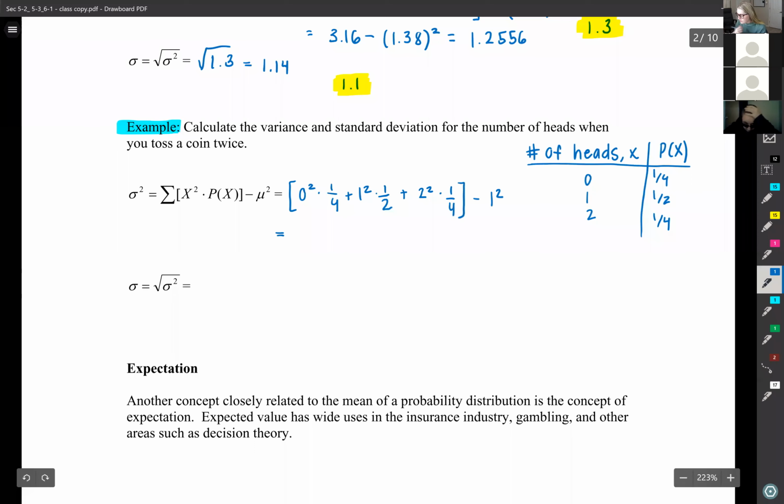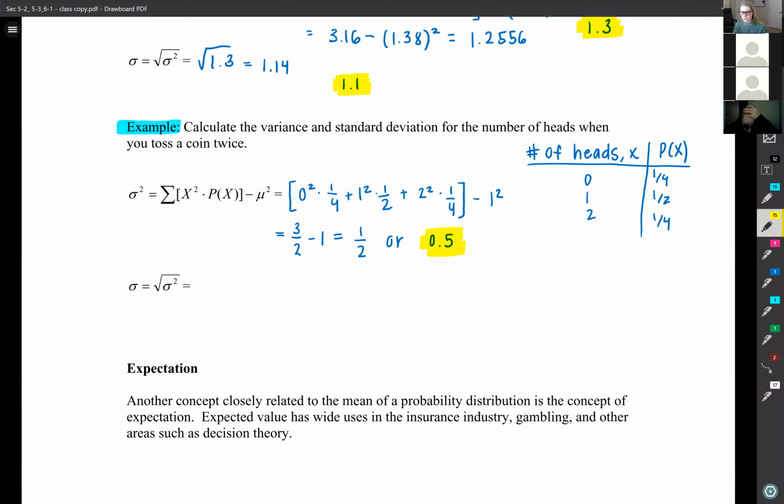Okay, and if you just throw this in your calculator or do it in your head or do it out by hand, this is 3/2 minus 1, which is 1/2, or 0.5, which I got. I think everyone told me that was the correct answer. So nice job, everyone that sent in their answers. And then, like I said, once you have the variance, that's really the hard part. For the standard deviation, you just take the square root of this.